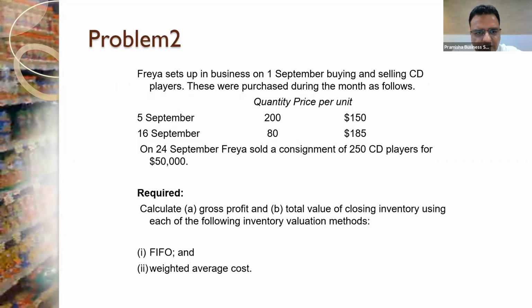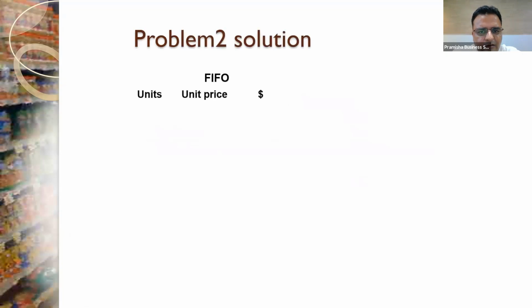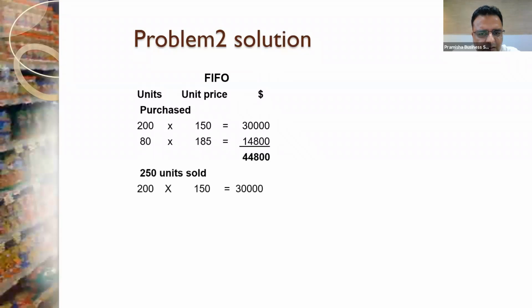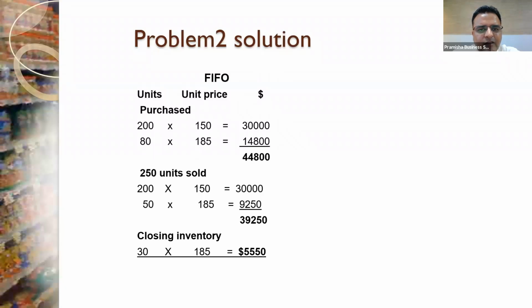On 5th September 200 units, on 16th September 80 units, purchased at different prices. We sold 250. So how many units are we left with? We are left with 30. The first units which come in are sold out first, so we are left with the ones at a price of 185. We purchased 200 units and 80, and we sold 250. So 200 units at 150 price were sold and 50 units at 185 price were sold. 30 units at 185 price remain with us. The closing inventory is 30 units at the rate of 185.